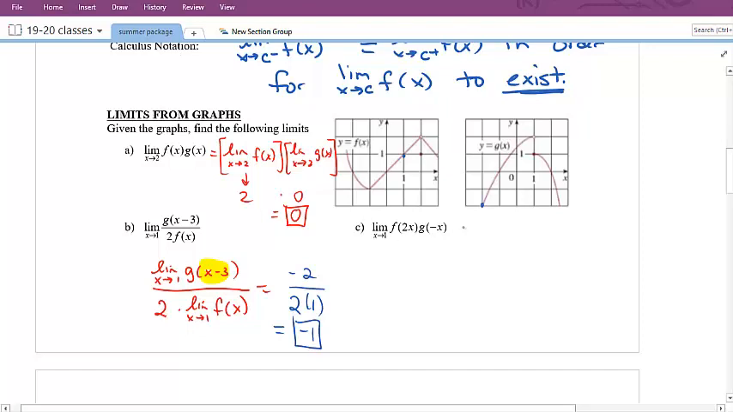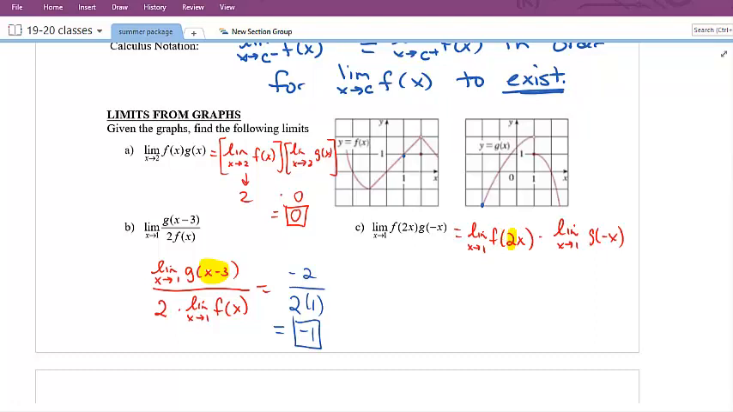C. Just like A, we can split this up. What's that f of 2x represent? And if you remember from pre-calc 12, yeah, that's a horizontal compression by a factor of a half. The graph will look something like this. And then at 1, it looks like the limit value here is still 2.